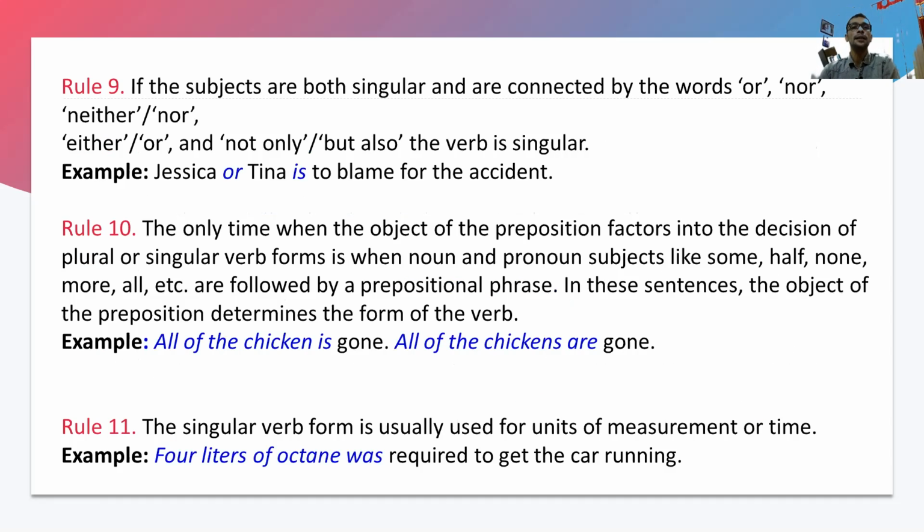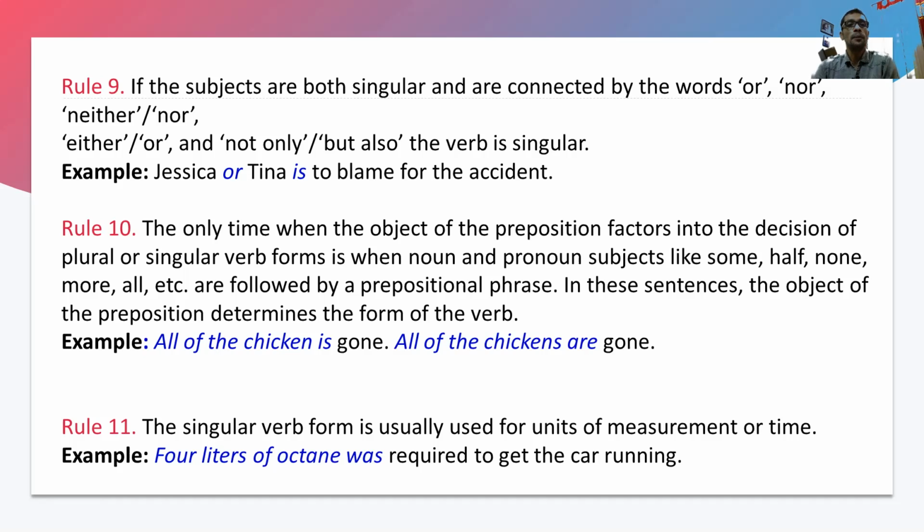Okay, rule number 9. If the subjects are both singular and are connected by the words or, nor, neither nor, either or, not only but also, then the verb is singular. For example, Jessica or Tina is to blame for the accident. Or when you use neither nor, the verb would be singular.